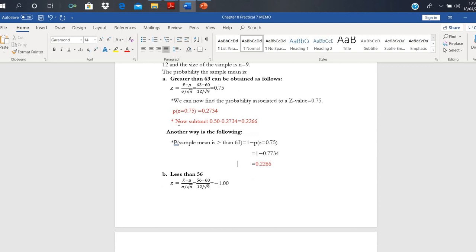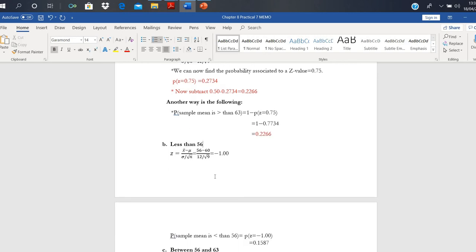Now the second question is to find the probability that the sample mean is less than 56. Here it is straight. To find that probability, we use again the Z formula because the standard deviation is known. So we will have the sample mean, which is a hypothesized value, minus the population mean, which is 60, divided by the standard error, sigma over square root of n. And we have minus 1.0.